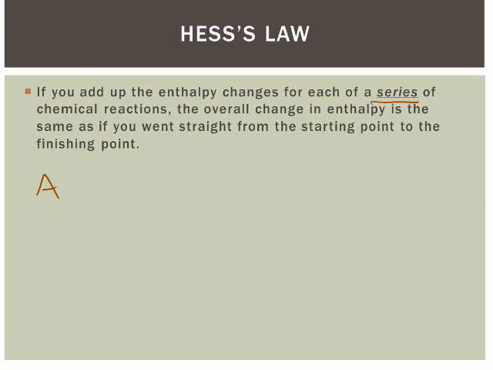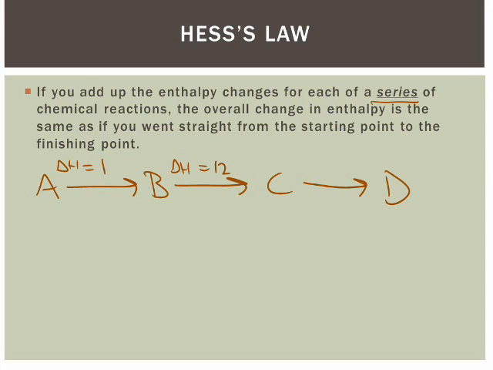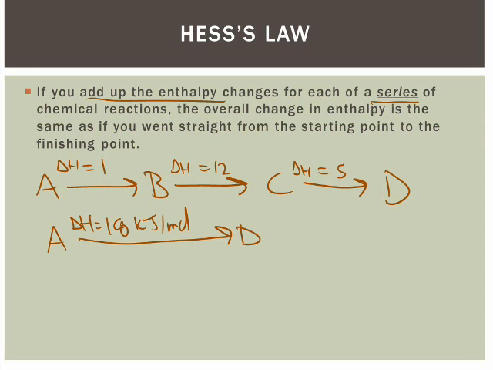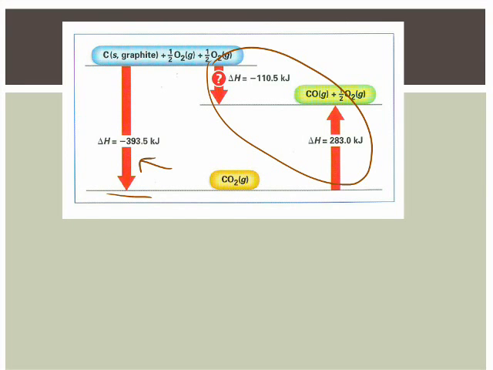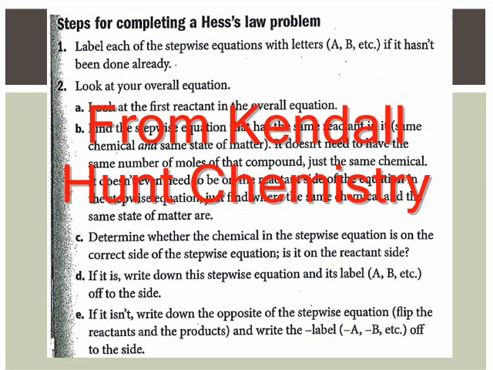Well, let's say you go from A to B to C to D. Enthalpy for this, we'll just make an easy number. So let's just say that's 1. Delta H for B to C, we'll just say it's 12. Delta H from C to D, we'll just say is 5. What that's saying is if we go from A to D, it's the sum. We can add up those enthalpy changes and we will get kilojoules per mole. That delta H is going to be the sum. That is Hess's law. But let's look at some rules for solving a Hess's law problem.